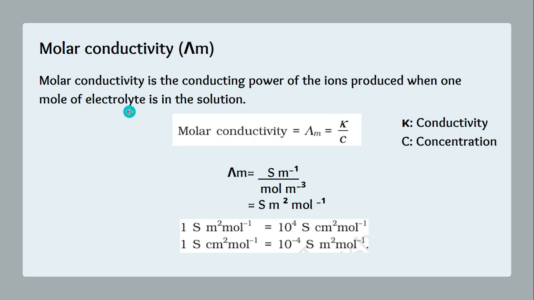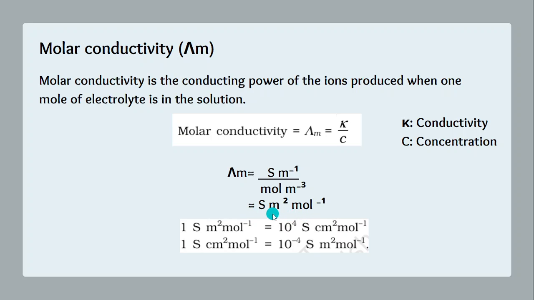The molar conductivity is basically the conducting power of the ions, where we have 1 mole of the electrolyte. Molar conductivity is denoted by capital lambda m equals kappa divided by C. Kappa is the conductivity or specific conductance, and C is the concentration, basically molarity. Conductivity's unit is Siemens per meter, and concentration is moles per meter cube. Because we consider moles per liter, we're converting that to meter cube to keep the units consistent. So we are left with molar conductivity's unit as Siemens meter square per mole.